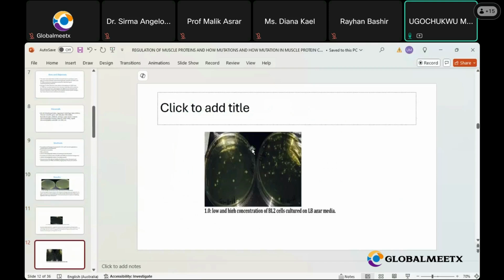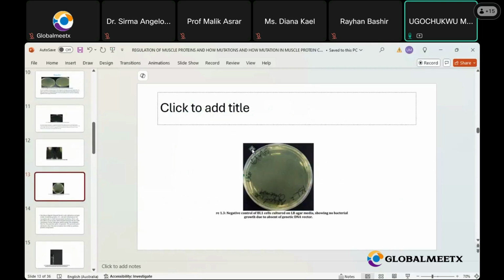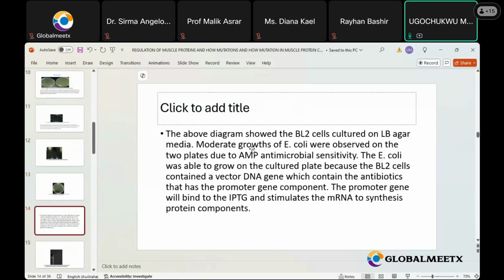The next slide shows low and high concentrations of BL21 cells cultured on LB agar media. The next slide is the negative control of BL21 cells cultured on LB agar media, showing no bacterial growth due to the absence of the genetic vector.